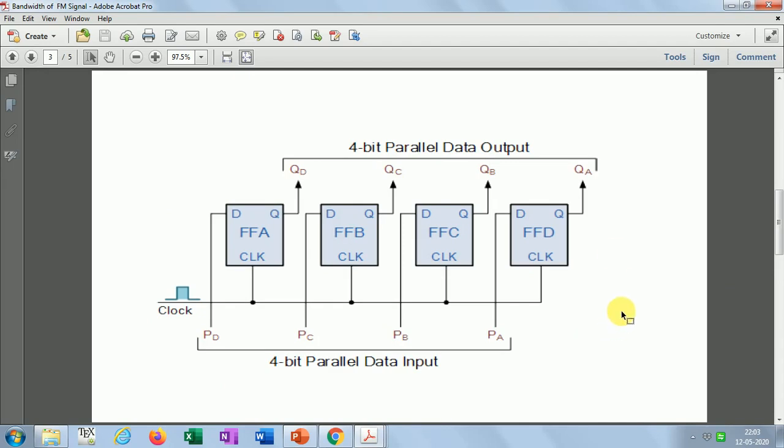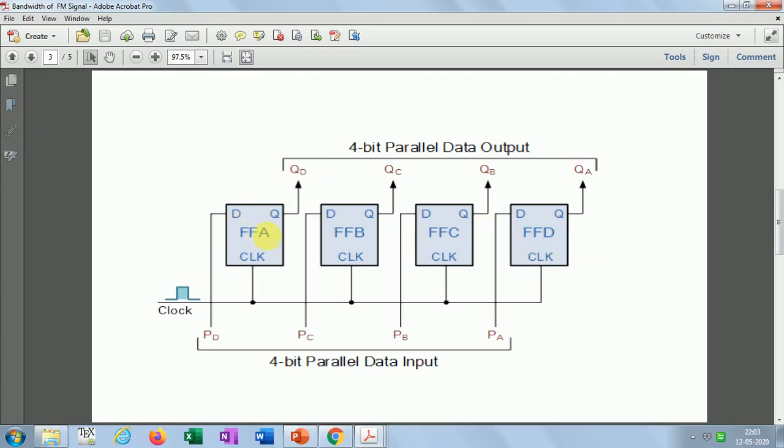Okay, so this is an example of a 4-bit register. It can store 4-bit data, and it is a collection of four D flip-flops. D flip-flop means data storage flip-flop. You can see that all these flip-flops are triggered by the same clock, so they are working in a synchronous fashion.